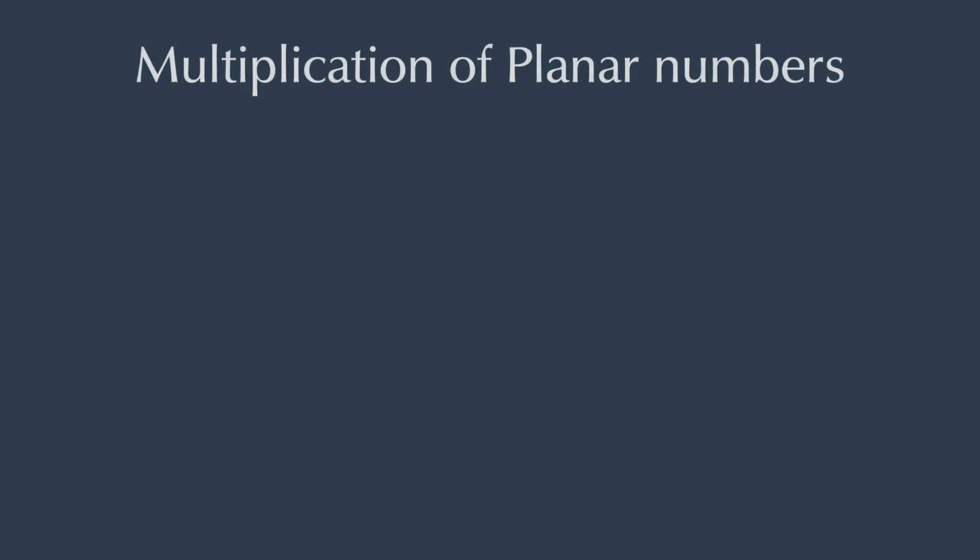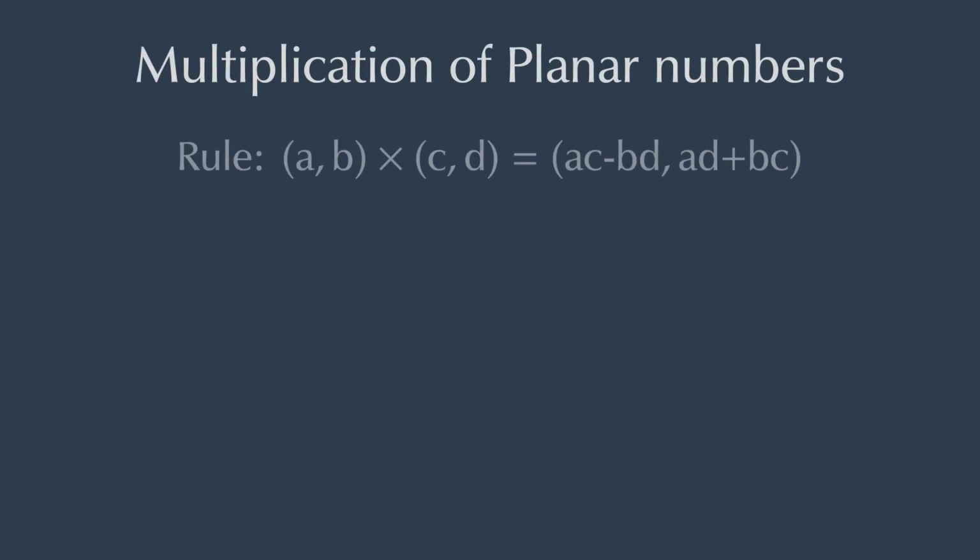As unnatural as it may seem, here is what works for multiplication. What happened here? We multiplied the two x coordinates together and we multiplied the two y coordinates together. These two products with a subtraction between them formed a new x coordinate.